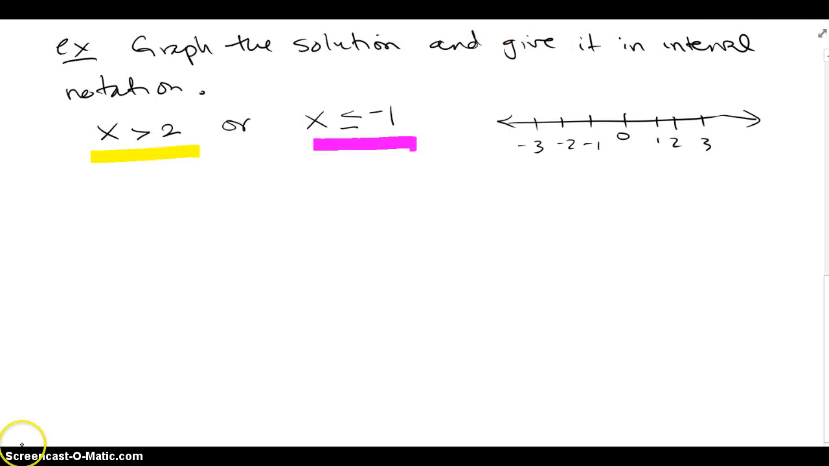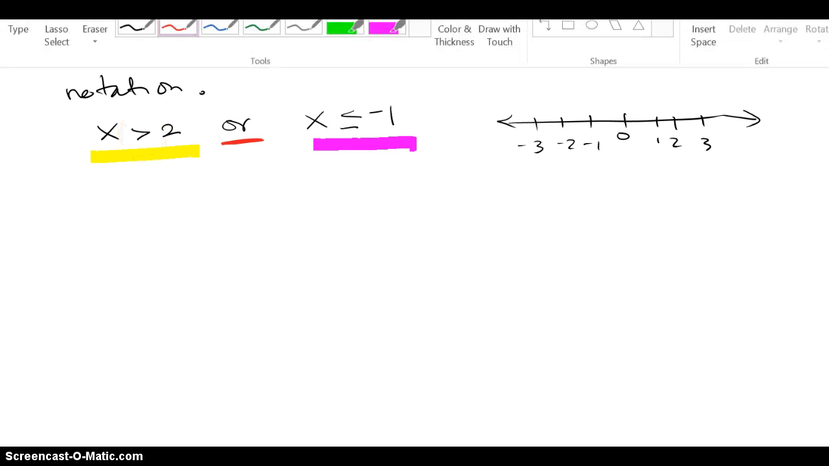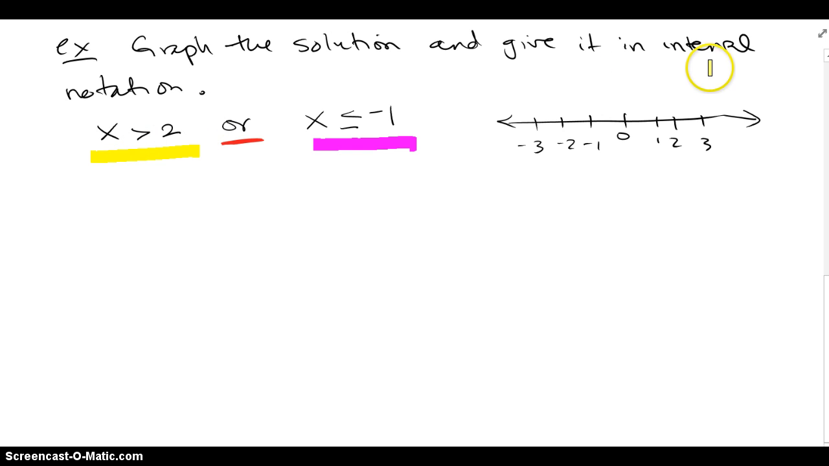Okay, let's look at the next example, which says graph the solution, of course, on the real line again, and give it in interval notation as well. So this says x is greater than 2 or, is the key word, x is less than or equal to negative 1. So for the first piece, we're going to go stand at 2, and it says x is greater than 2. So it must be everything to the right of 2, that's the solution for that piece. And since it's greater than with no equal sign, I have to use parentheses because 2 is not part of the solution. It's just where things begin.